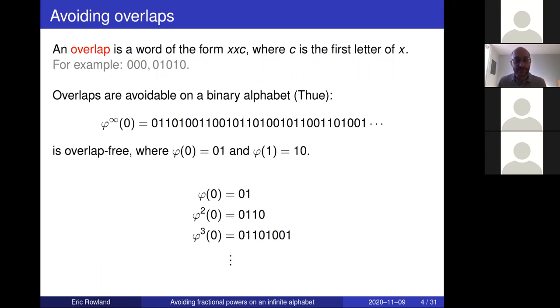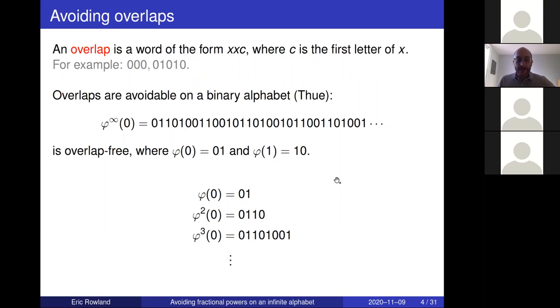And Thue was also interested in overlaps. He showed that even though squares are not avoidable on a binary alphabet, overlaps are avoidable on a binary alphabet. In particular, you can construct arbitrarily long overlap-free words using the Thue-Morse morphism. So this is on a binary alphabet. This will give you not the lex least, but close to the lex least overlap-free word on a binary alphabet. Here are the first few iterates under 0.